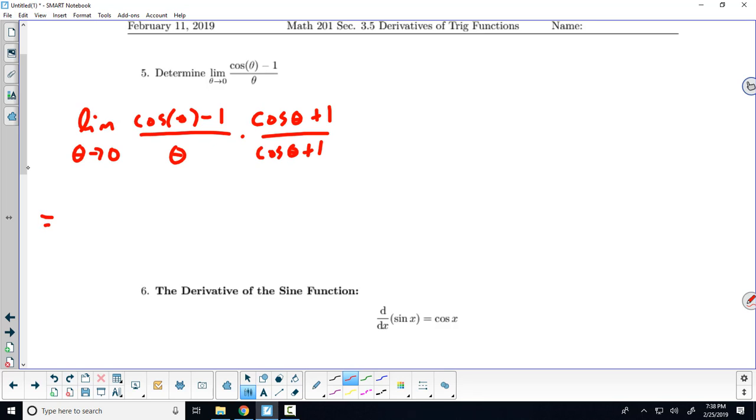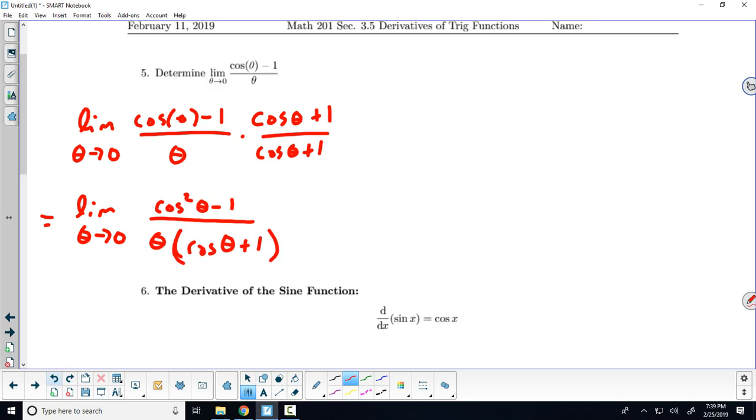I don't think it's readily apparent why we want a perfect square in that numerator for this problem. Unlike the other ones where we used the conjugate trick to help get rid of things outside of square roots, I don't have any square roots in this problem, but it turns out that this is the appropriate trick. So this gives us the limit as theta approaches 0 of the cosine squared of theta minus 1, all over theta times cosine theta plus 1.